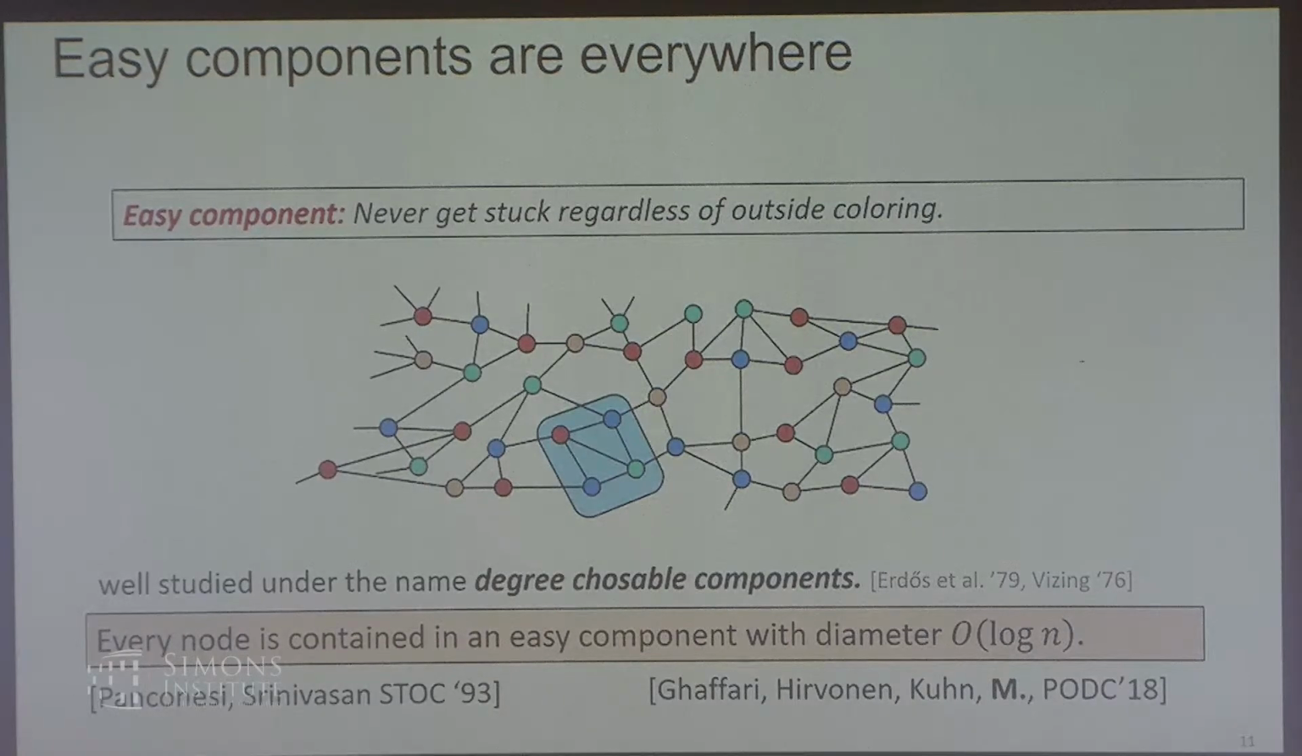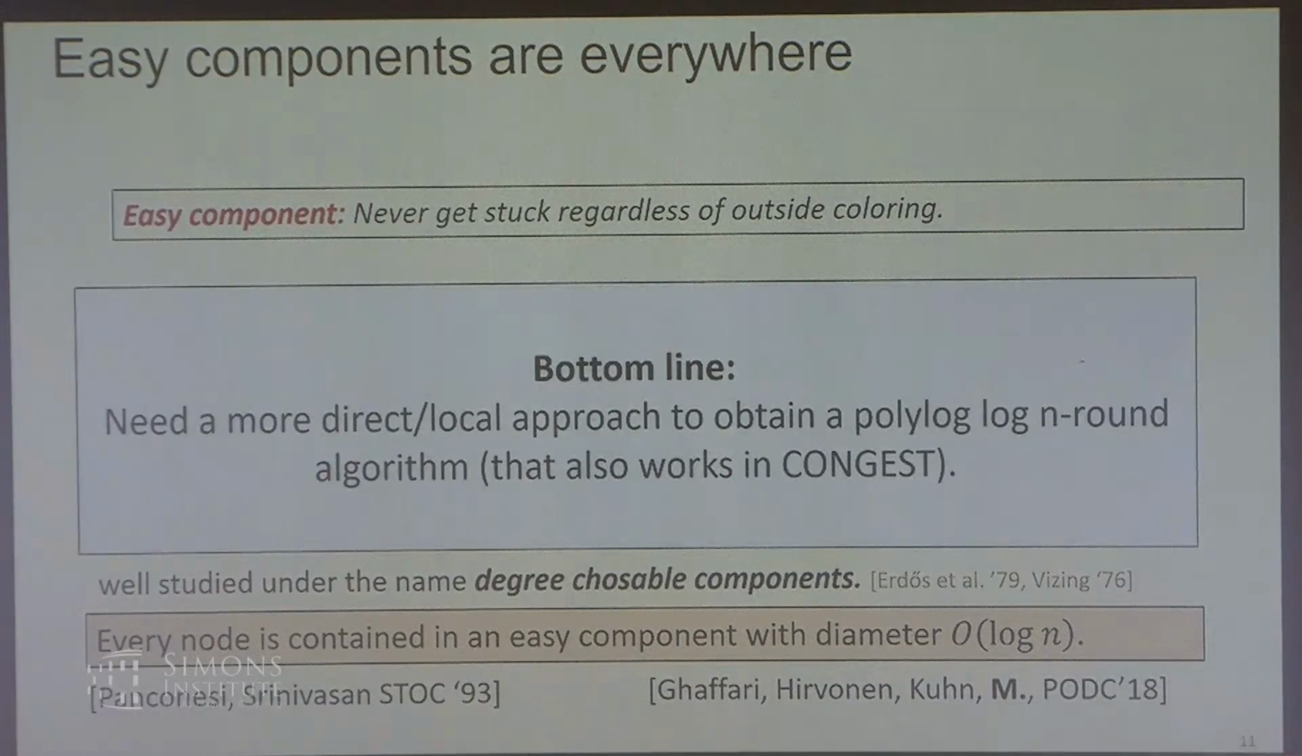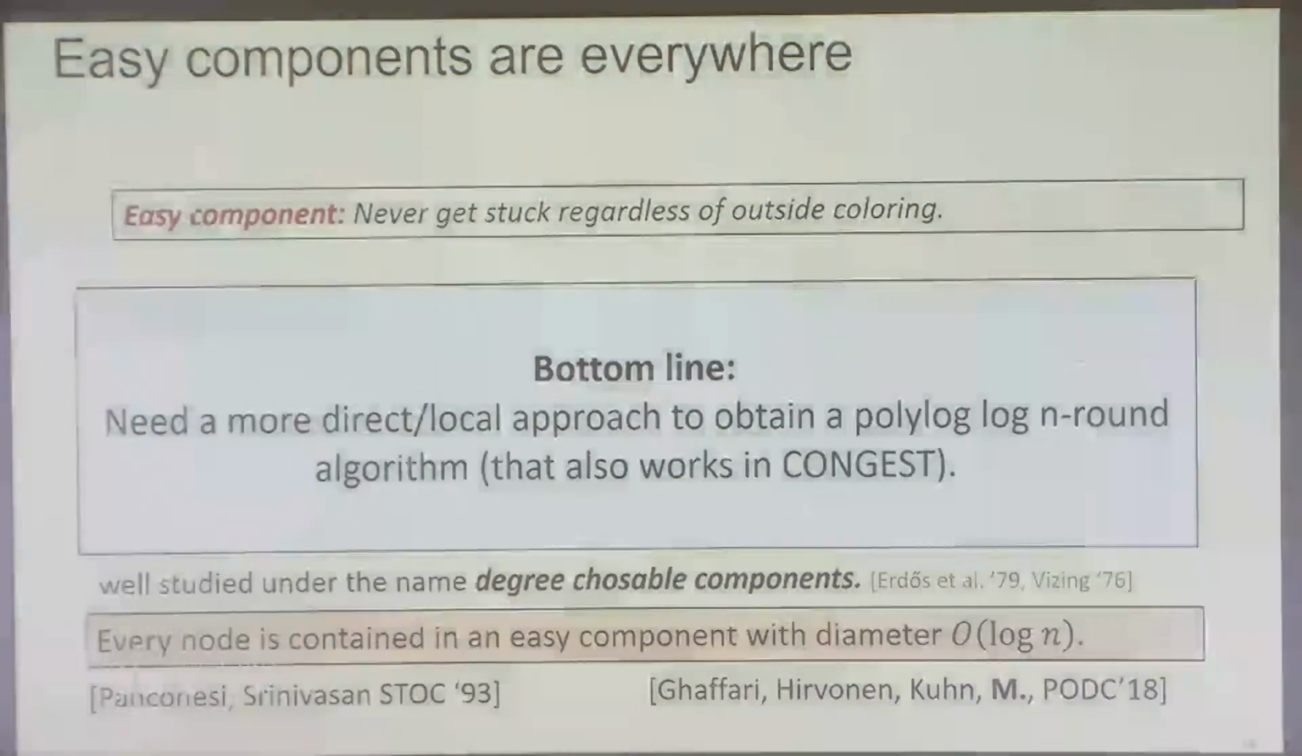And small diameter is very helpful in the LOCAL model because in diameter time, you can brute force any solution. And then you can put a lot of machinery on top of this to actually get polylog n time algorithms. But if we want sublogarithmic time algorithms, we need a different approach. And in particular, if you also want something that works in CONGEST, we cannot brute force solutions in diameter time and even learn these large diameter subgraphs at all. It's completely infeasible in CONGEST. So we need a more direct, more local approach here.